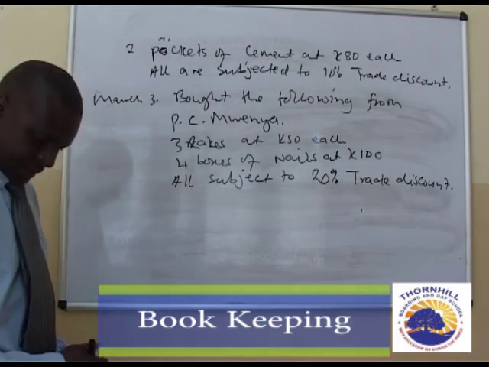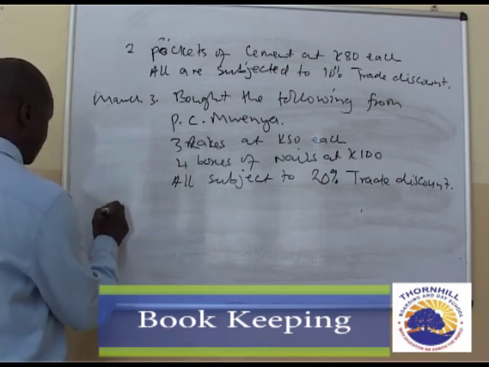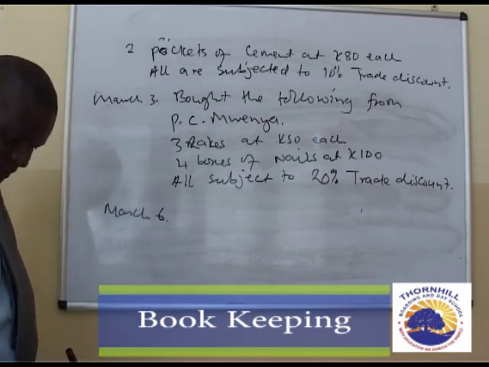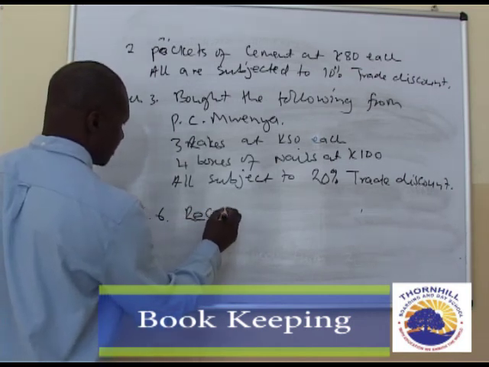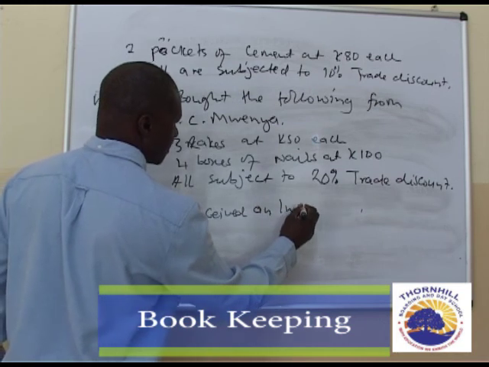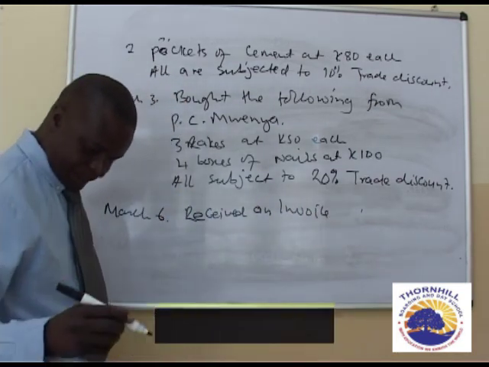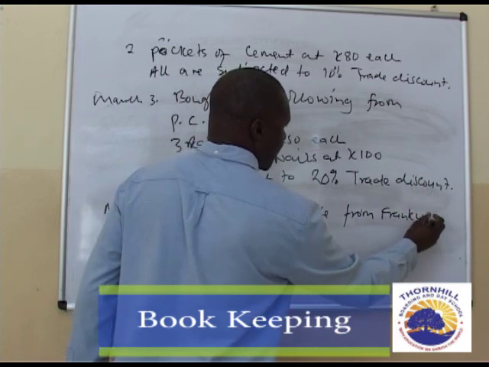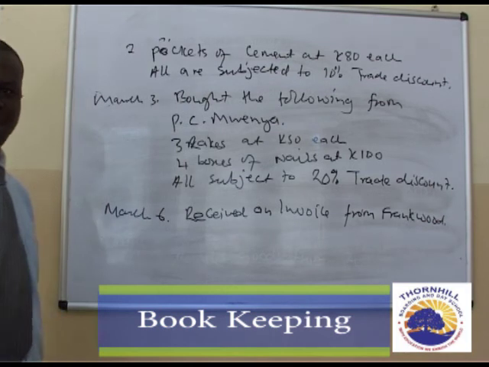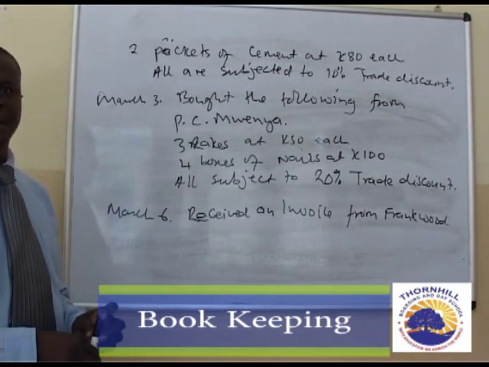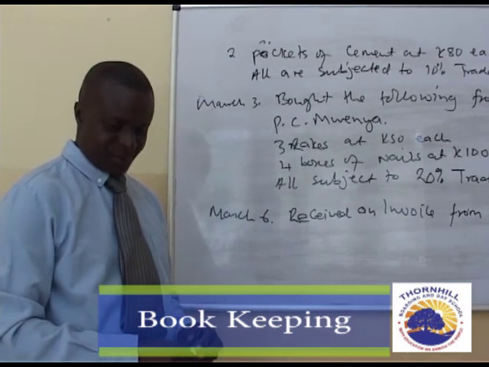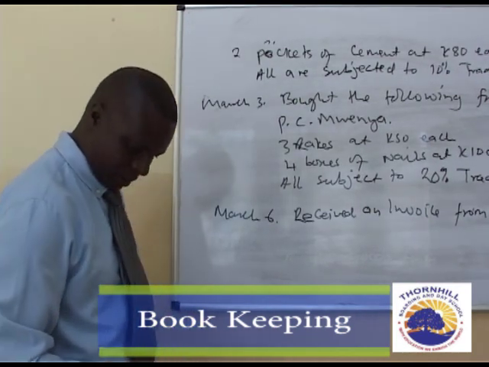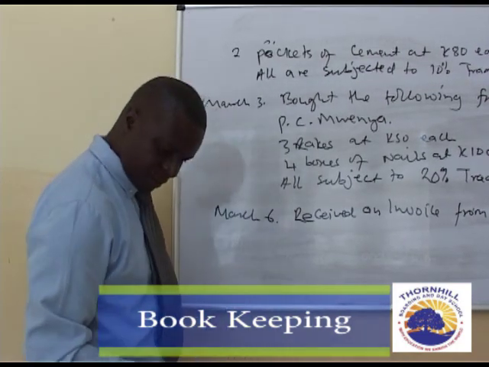I hope you are following. The next transaction is on the 6th of March. It goes like this. Received an invoice from Frank Hood. As you know, Frank Hood is one of the best writers of books of accounting. Unfortunately, he's late. And we still remember him because his book is still available. We are still using it, and it's one of my favorite books. So what did we buy from Frank Hood? We bought the following.